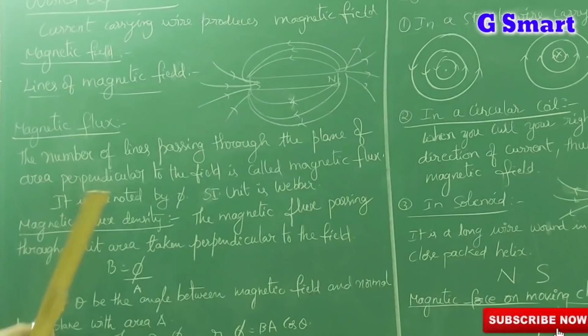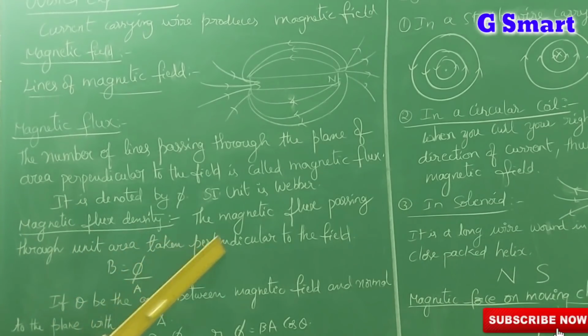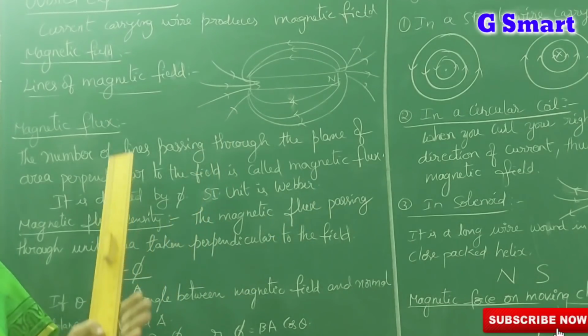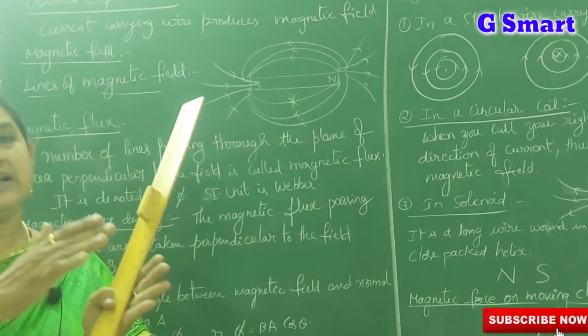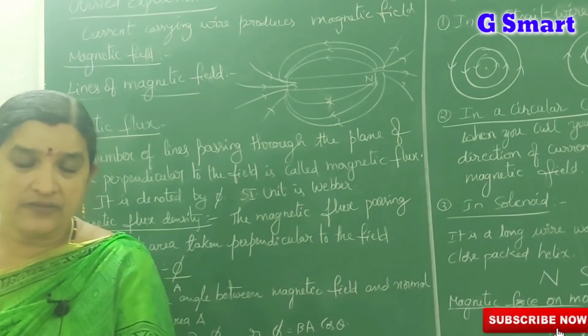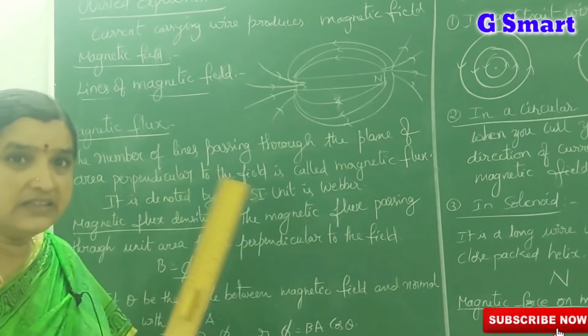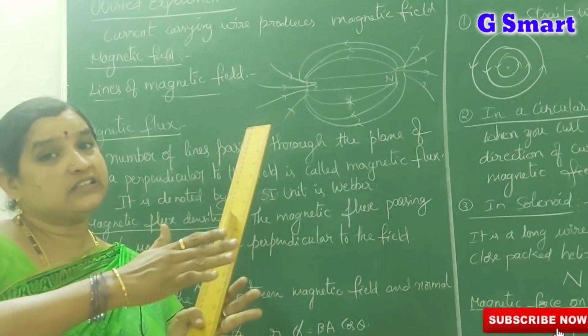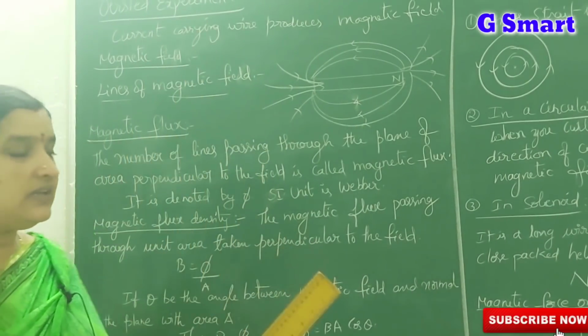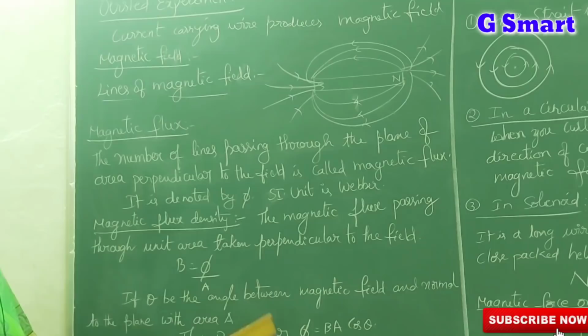Then magnetic flux density: the magnetic flux passing through unit area taken perpendicular to the field. When the field lines pass through an area perpendicular to the field, it is called magnetic flux. The magnetic flux passing through unit area perpendicular to the field is called magnetic flux density. That is denoted by B. B is equal to phi by A. Phi means magnetic flux, A means area.